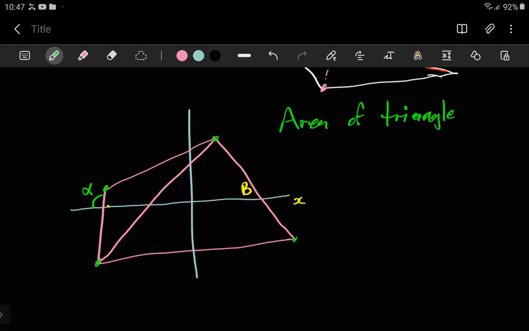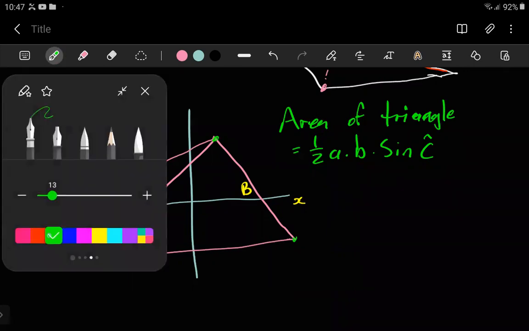But then the other method, the area of the triangle, you also have this formula. It's half a times b multiplied by sine C. This is if you have an angle inside the triangle and you have two sides of the triangle. I'm just making a rough idea here.